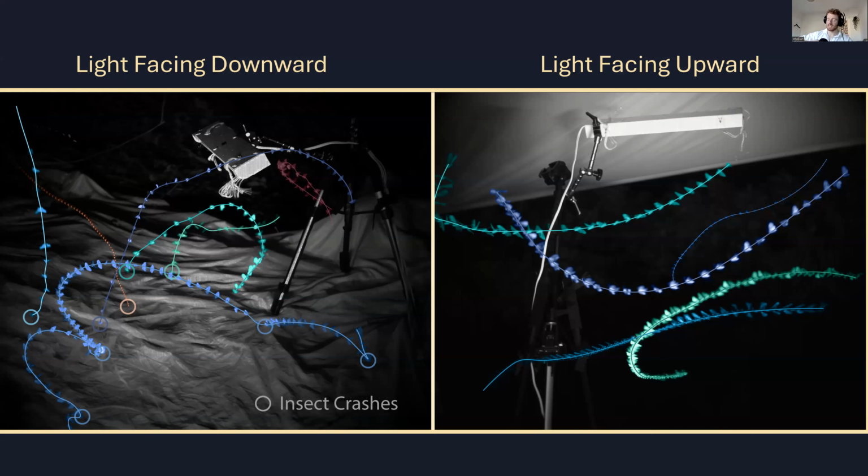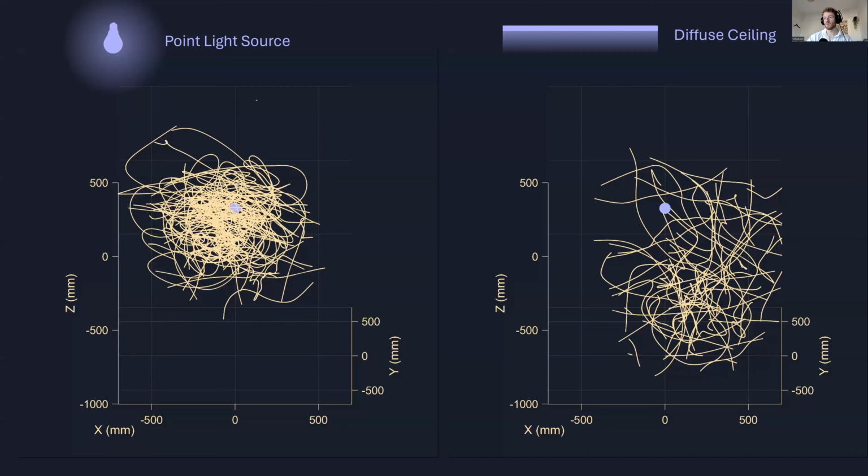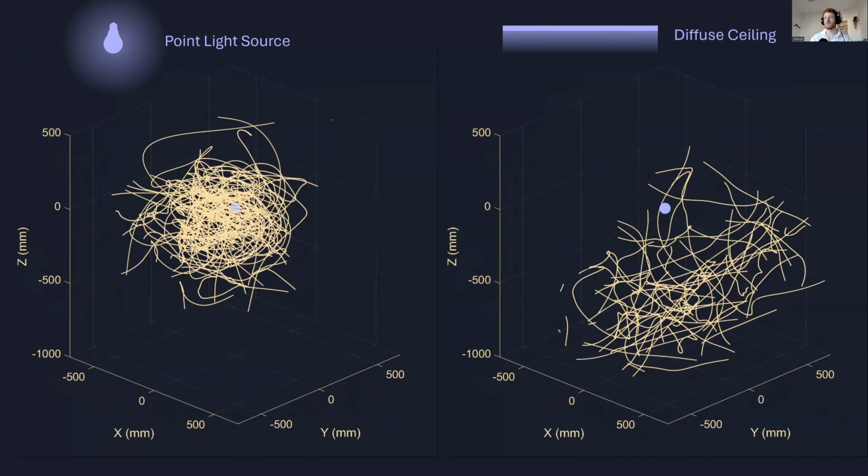And indeed, what we see is that when it's below, the insects repeatedly crash into this surface. But if you have it above them, they can cruise along underneath it just fine. They don't seem to show any abnormal flight patterns. And this is 3D reconstructions of both of those.